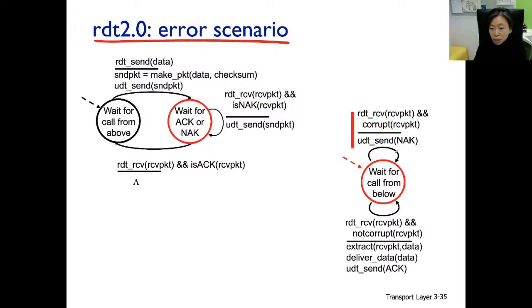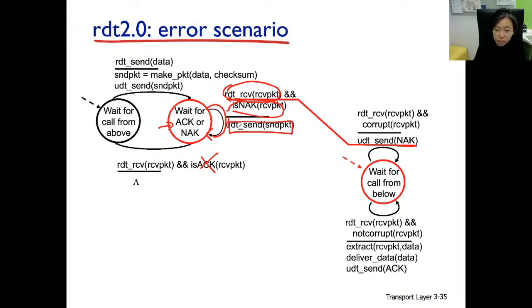So we'll be calling UDT send, and we are sending negative feedback, the NACK. That's going to fly back. So the sender here, waiting in the wait for ACK or NACK state, then gets a call from below, and it's checking and finds that it's a NACK, not the ACK. Therefore, this transition matches and is triggered. This action is being taken.